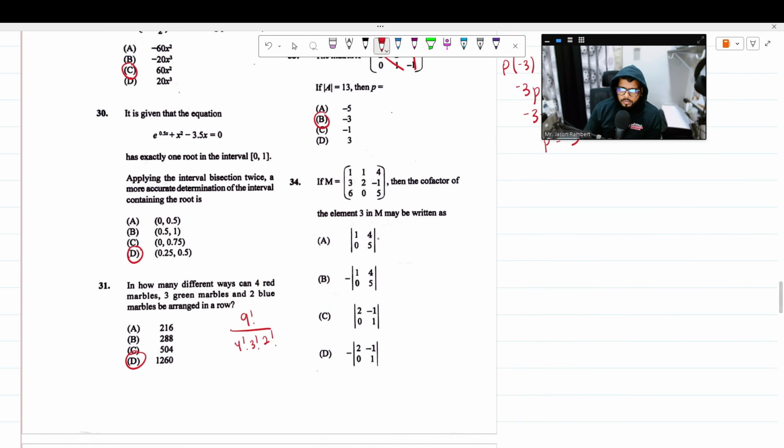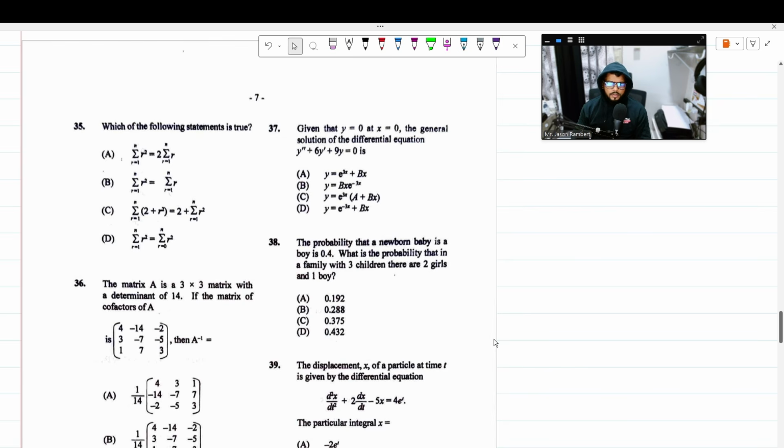The cofactor of element 3, the sign in front of this is going to be a negative. 1405 with a minus. B. 35, which statement is true, is one of two variations we have. If I had an n here, this could be the answer, but I don't. So this answer is D.